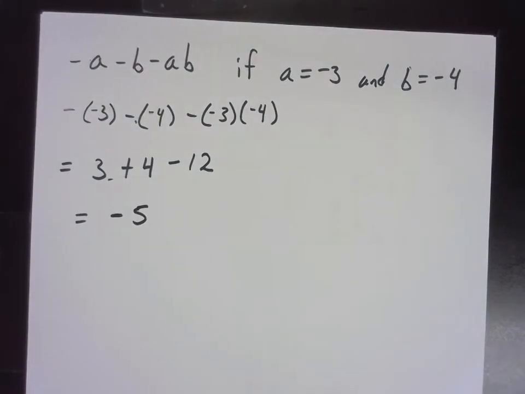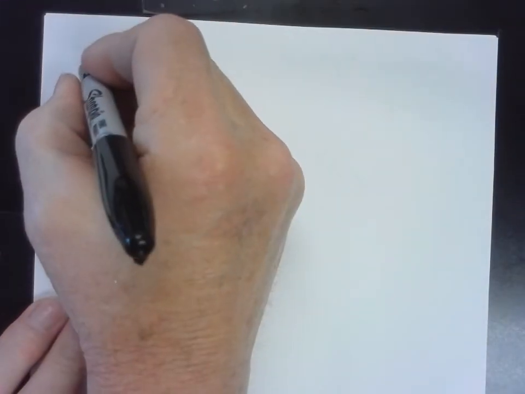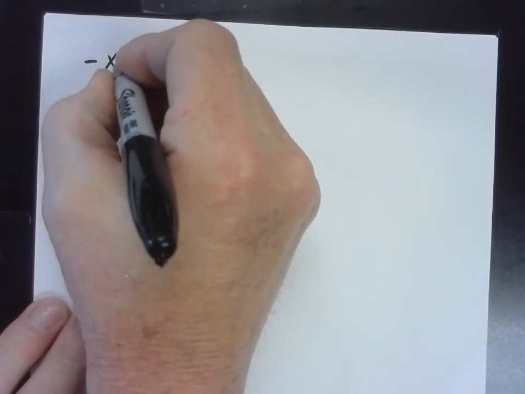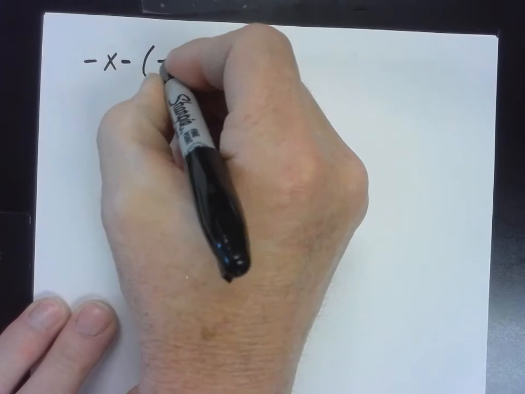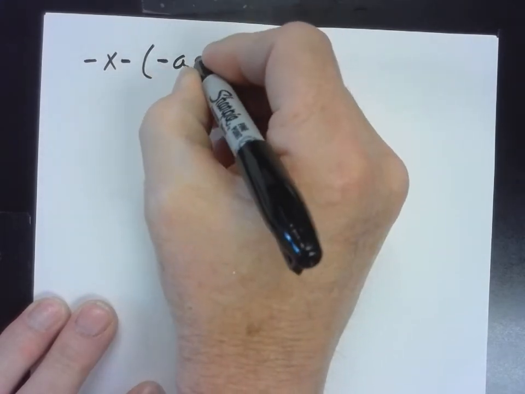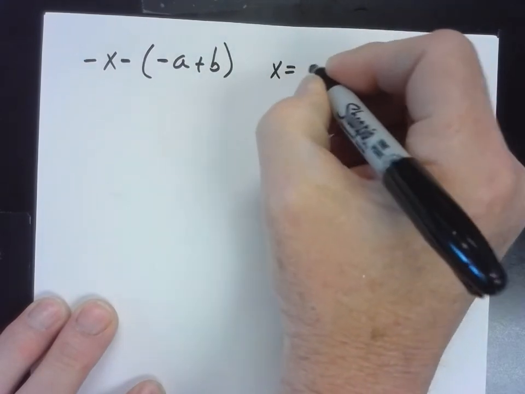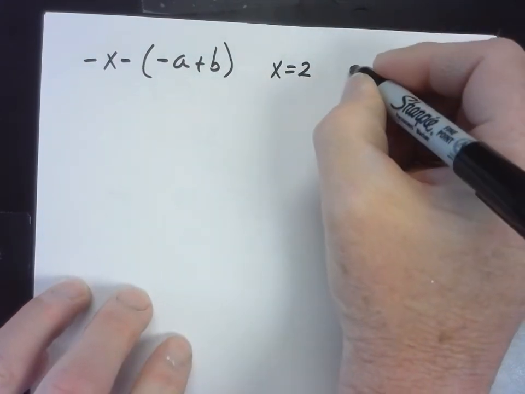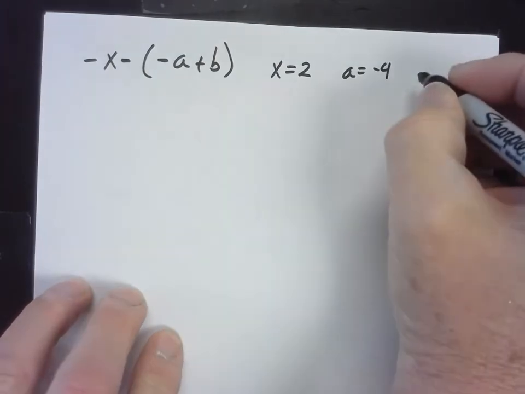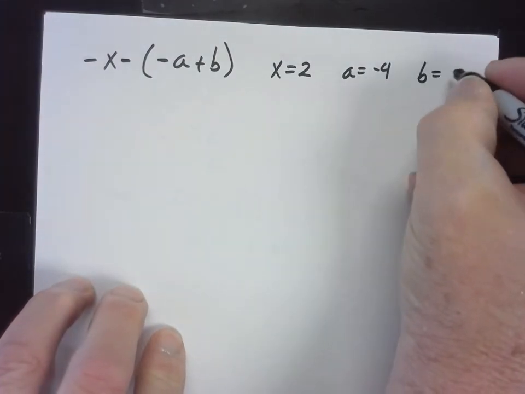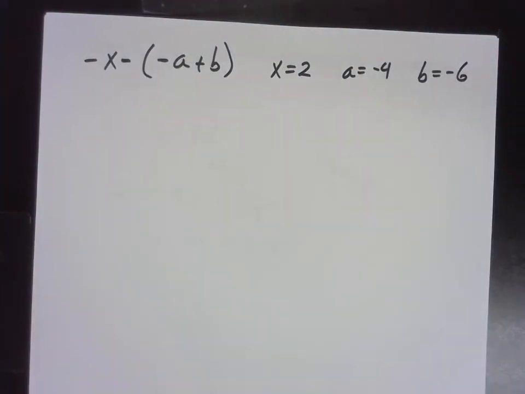Okay? Should we try another one? Let's try another one. Okay, don't do the problem yet, just do the substitution. Where the x is, put a 2. Where a is, put -4. And for the b, replace that with a -6. Just do that part.